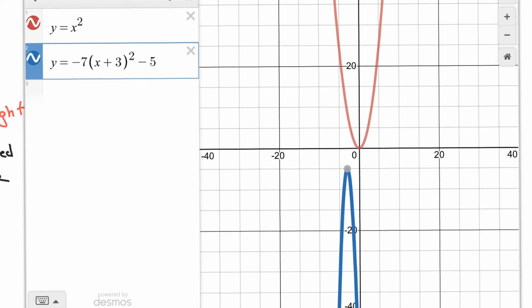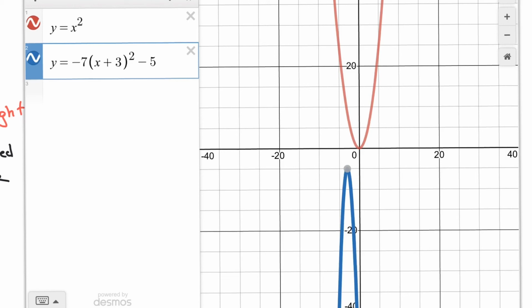So what I'm trying to say, guys, is that as the a value is bigger than 1 and increases, 2, 3, 4, 5, 6, 7, 8, 9, 10, 11, whatever number, the width of the parabola is going to become thinner and thinner and thinner. That is a vertical stretch, because if you think about a balloon in your hands and you stretch it up and down, the balloon is going to look taller and thinner.